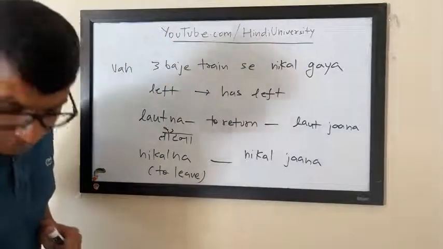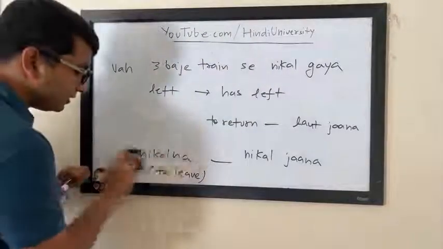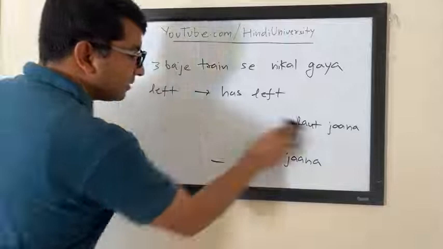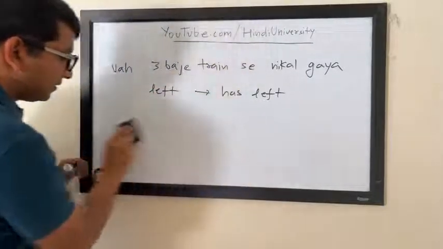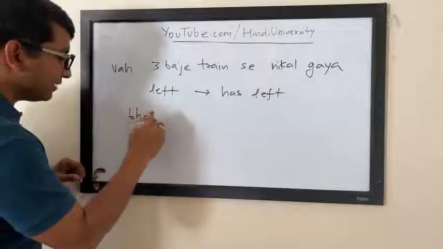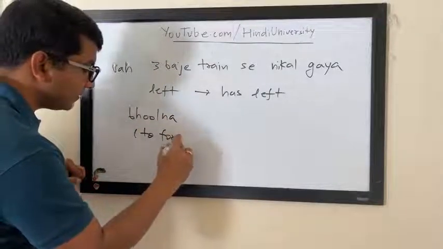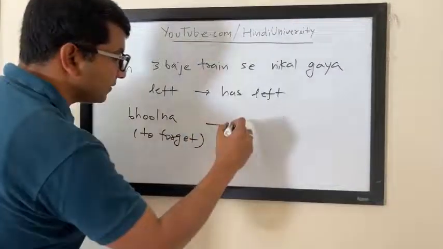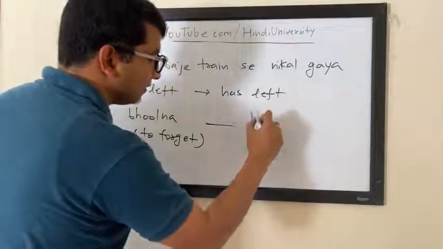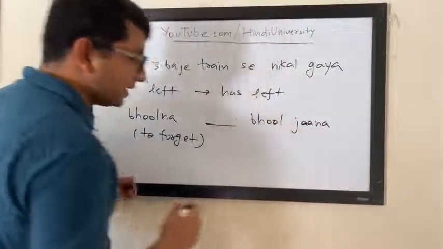Okay, awesome. So you have bhulna, which is a very good one. Meera ji, you want to share this one? Yes, bhulna is to forget. Let me write it down. So bhulna is to forget. And then? So it would be bhul jana. Bhul gaya. Bhul gayi. Okay.